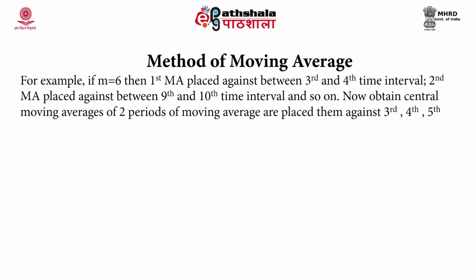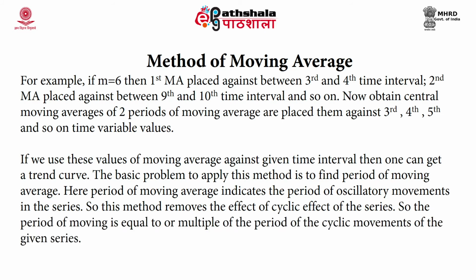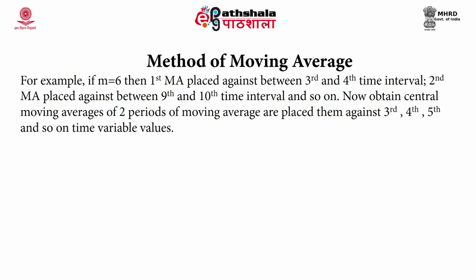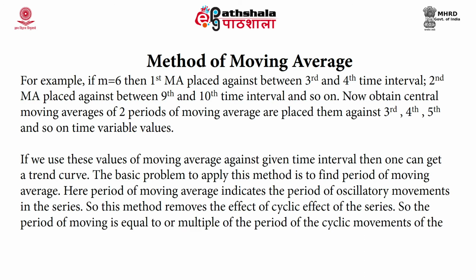Method of moving average. For example, if m is equal to 6, then the first moving average is placed between the third and fourth time intervals, the second moving average is placed between the 9th and 10th time intervals, and so on. Now, obtain the centered moving average of two periods of moving average and place them against the third, fourth, fifth and so on time intervals. If we use these moving average values against the given time intervals, then one can get a trend curve. The basic problem in applying this method is to find the period of the moving average.